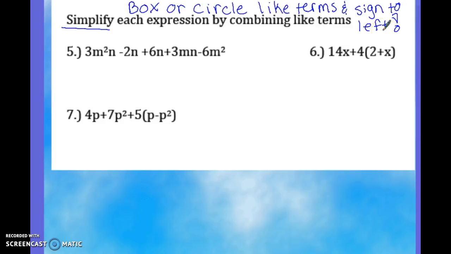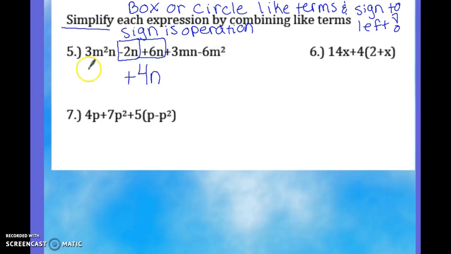So number 5, 3n squared n minus 2n plus 6n minus 3nn minus 6n squared. Well, I in fact only see 2 like terms. Negative 2n plus 6n is going to be positive 4n. Remember, the sign is the operation. I can't combine anything else. Nothing else has the same exponents. So let's just bring it down. 3n squared n plus 4n plus 3nn minus 6n squared.